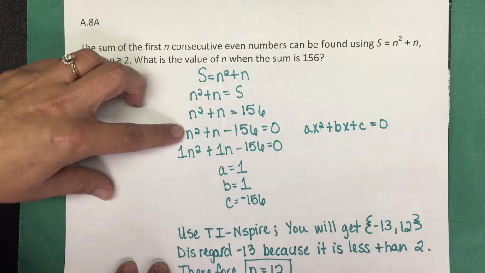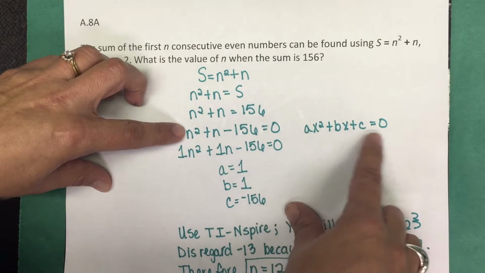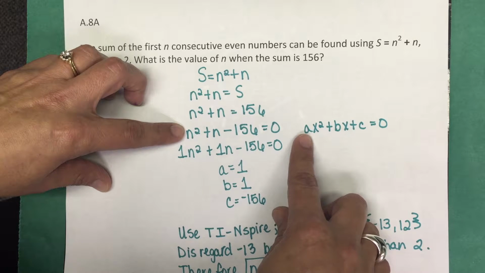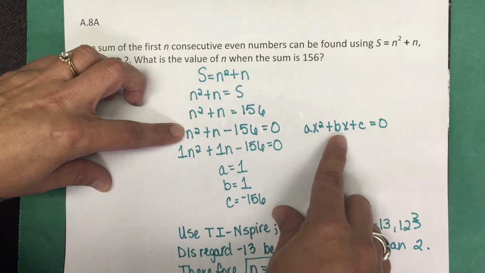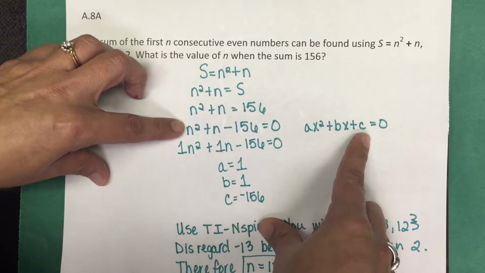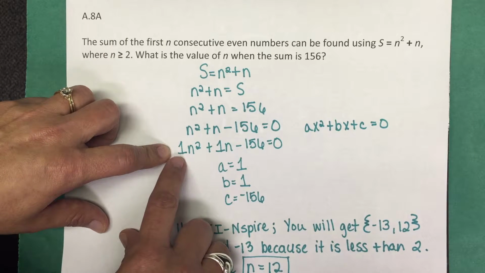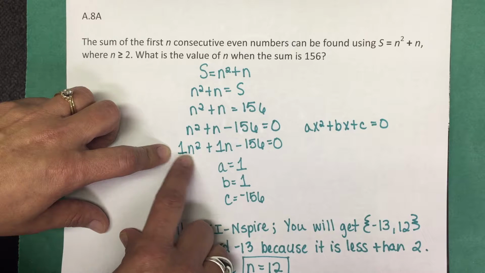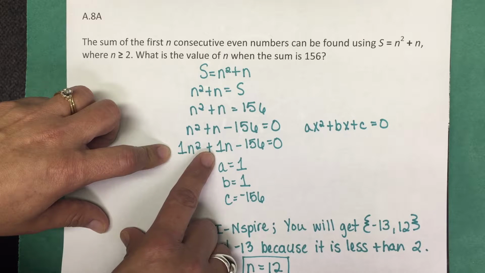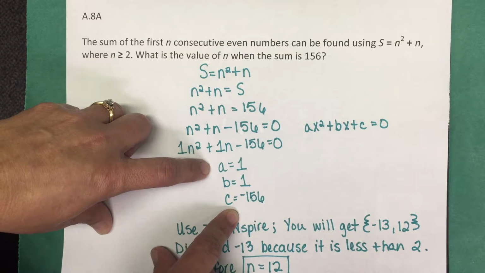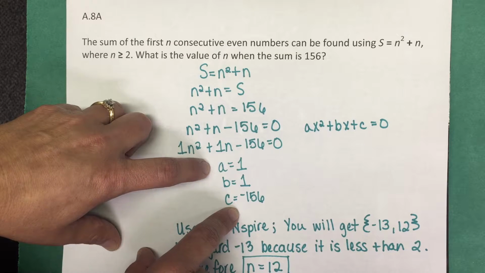So if we compare this equation to the standard form of a quadratic, we can identify the coefficient for our x squared term, which is a, the coefficient for the x term, which is b, and then the constant, which is c. So when we look at the equation in standard form, a is going to be a positive 1, b is going to be a positive 1, and c is going to be negative 156. We need this information before we can solve it with the calculator.